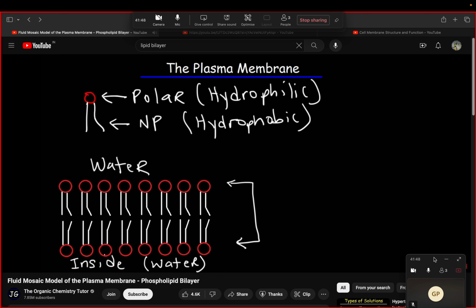Notice that the heads of the phospholipids are oriented in such a way that they're facing water. It's because they're polar. They're attracted to it. Whereas the interior are the tails of the phospholipids, and they're directed away from water because that region is hydrophobic. It's nonpolar. So that's the structure of the phospholipid bilayer. It's made up of phospholipids, and that comprises the cellular membrane or the plasma membrane.